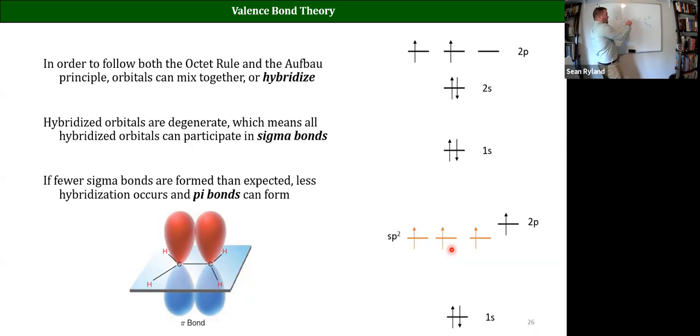So we made a sigma bond, a single bond, between the carbon and the hydrogens, and between the carbon and that carbon. So that's three bonds that are hybridized and mixed together. But then the other part is that the pi bond is above and below. That's the part that's not hybridized.